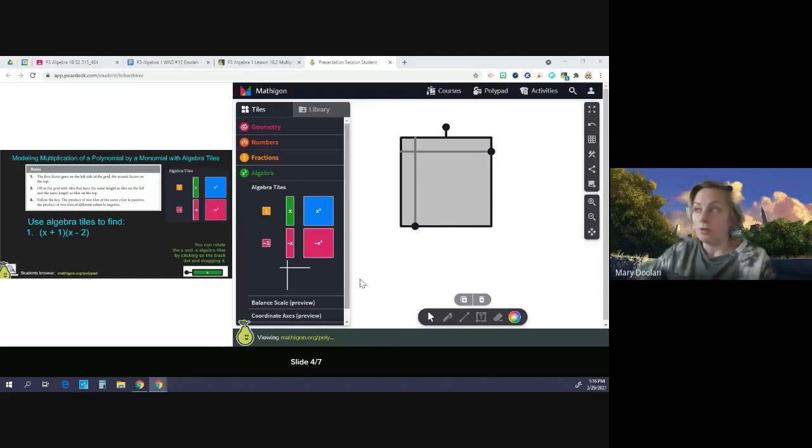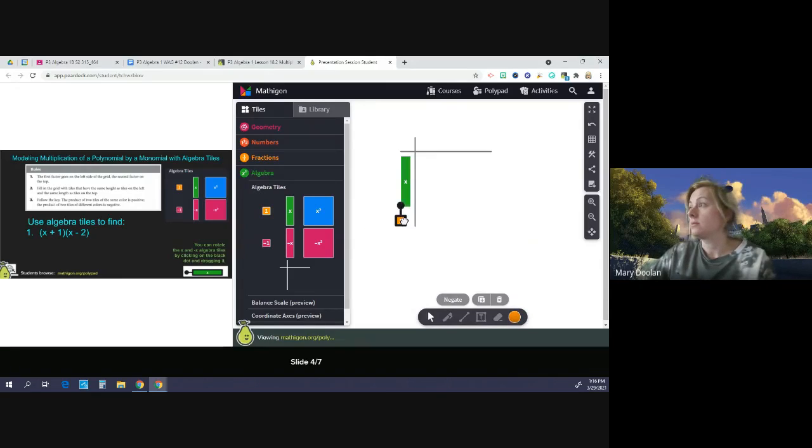But we want to model x plus 1 on the left, and then x minus 2 on the top. So x is this one, and then plus 1 is this one. So that's x plus 1. That's the first polynomial, x plus 1.